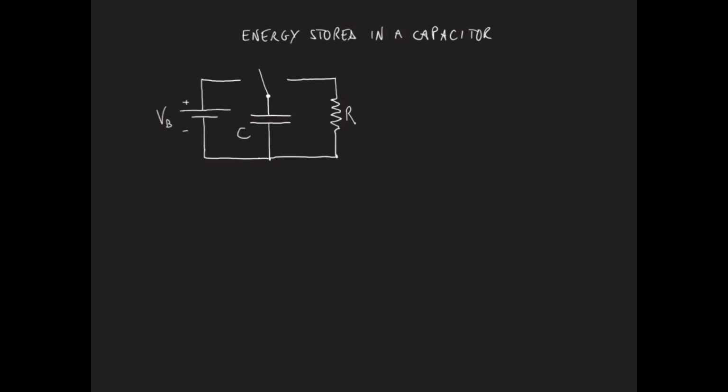Let us first connect the capacitor to the battery. The capacitor will charge to a voltage VB. A charge Q will be located on the top plate, a charge minus Q on the bottom plate, with Q equal to C, the capacitance of the capacitor, times the voltage VB. Now let's disconnect the capacitor from the battery. The situation, as far as the voltage across the capacitor and the charge on the plates, will not change.